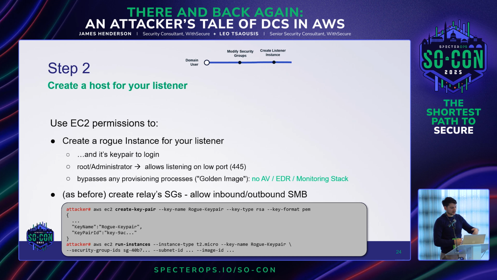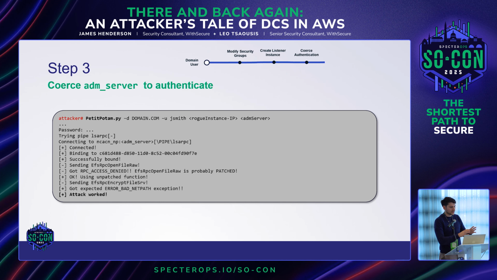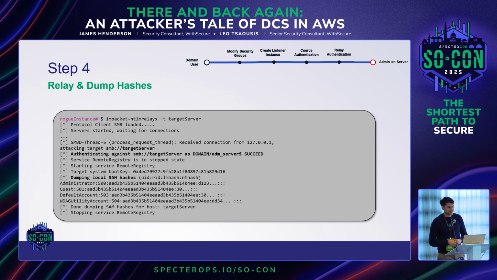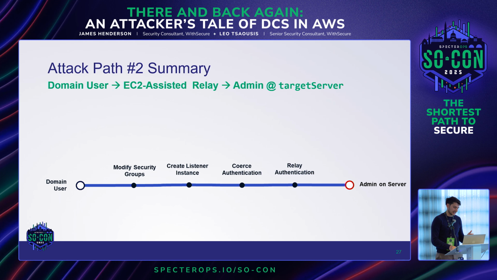And a final step would be, for that rogue instance, create the necessary security groups to allow inbound and outbound SMB traffic to flow. With all these conditions in place, the next step is to start the coercion attack, execute PetitPotam, and then having started your relay on your rogue instance, you can catch the authentication, relay it, and by default, dump the SAM, get the hashes, and you've compromised that host.